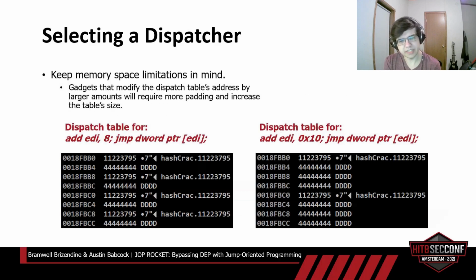When we're selecting a dispatcher, you want to keep in mind how much memory we have available for our payload. So if we have a dispatcher that is going to be something like that one on the right, where we have add EDI hex 10, we have to have a lot of padding in between each functional gadget, and we're going to take up a lot of space.